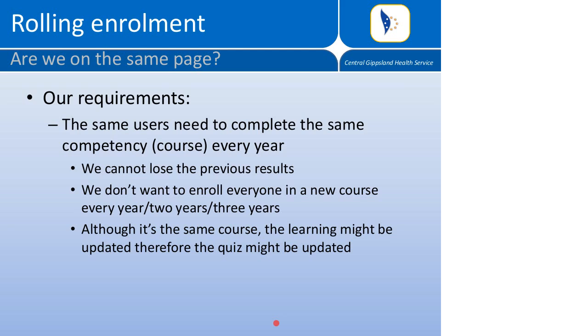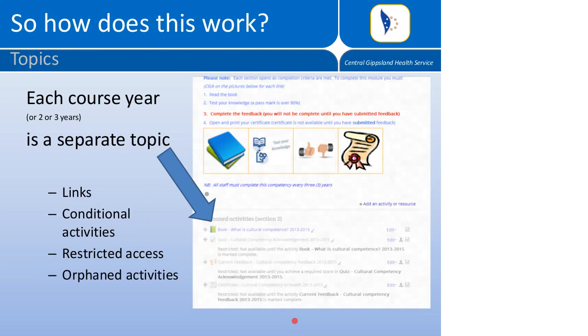We can't afford to lose the information. We need to be able to check back and see what people were trained in. So if there's an incident, we can see what learning they had done and what education they'd been provided and how competent they were at any given time. So although it's the same course, the learning might be updated, the quiz might be updated, the feedback won't be, it will stay the same, it'll be the same questions. We needed to be able to facilitate the changes but still keep our reporting simple.